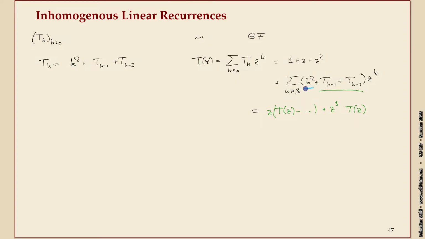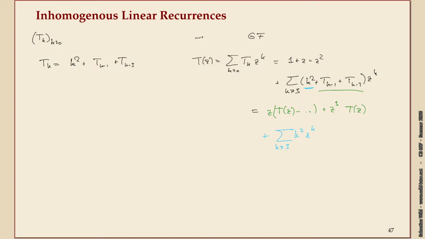But what's new is this k squared. Okay, that didn't exist before. We had a homogeneous recursion where we only had as summands these recursive calls, not anything else. But this blue part can also be rewritten, because if you look at it now, this is just some specific sum. And you can again look up formulas for this one.